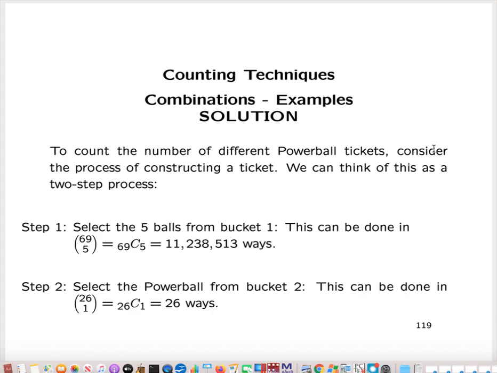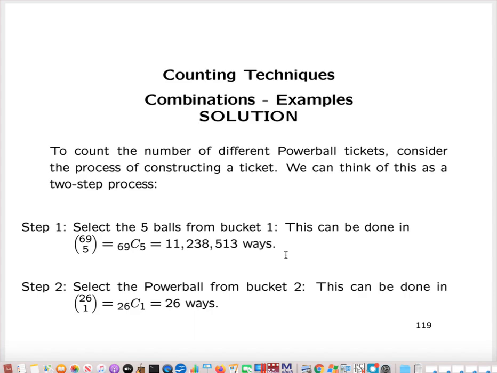Now, this is a 2-step process. In each of these 2 steps, we're counting combinations, but then we put it all together by using the fundamental rule of counting, because there are 2 steps here. Regardless of how many ways step 1 ends up, step 2 can be done in this way. So how many different ways can we select 5 balls from the bucket that contains 69 balls? Well, that's 69 choose 5. Again, it doesn't matter the order that the balls are selected out of that first bucket. All right, the order does not matter, and so that's why we're counting combinations here.